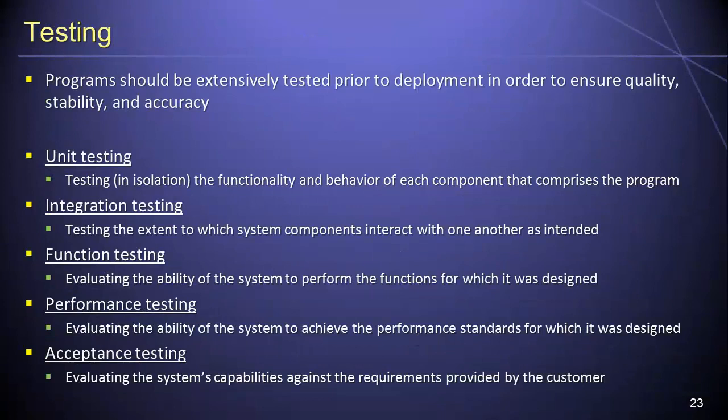Prior to being deployed, it is critical for software programs to be extensively tested in order to ensure quality, stability, and accuracy. For this purpose, at least 10 different varieties of software testing have been defined. First among these is unit testing, in which the functionality and behavior of each component that comprises the program is tested in isolation. Following unit testing, we can perform integration testing, the purpose of which is to evaluate the extent to which the various components that comprise the software program interact with one another as intended.